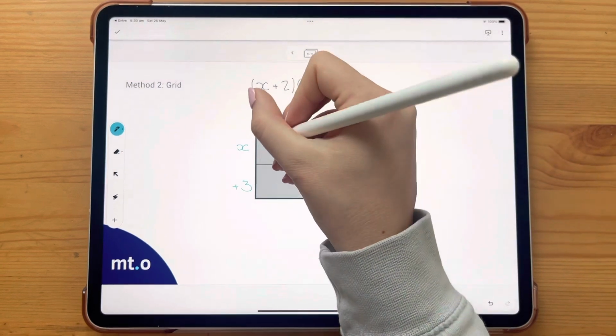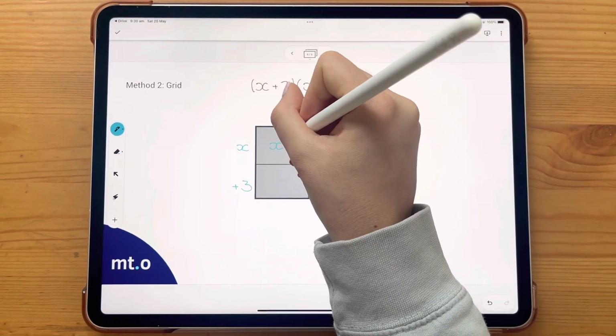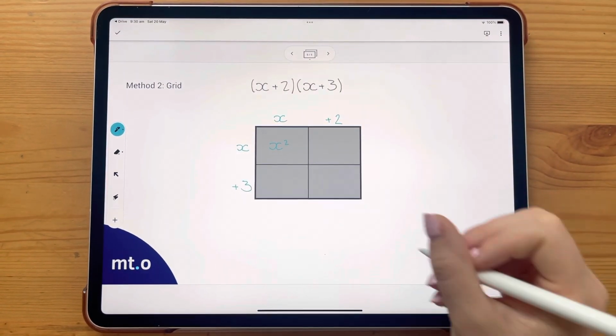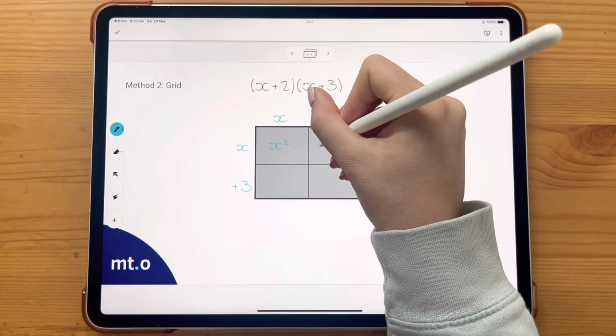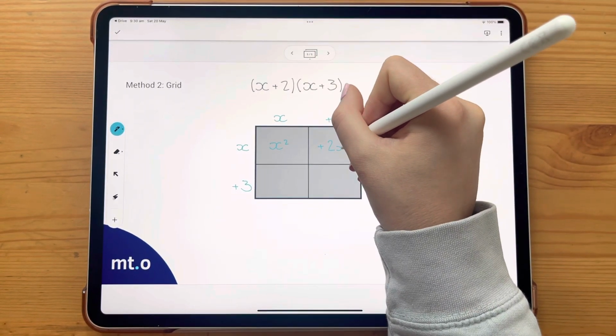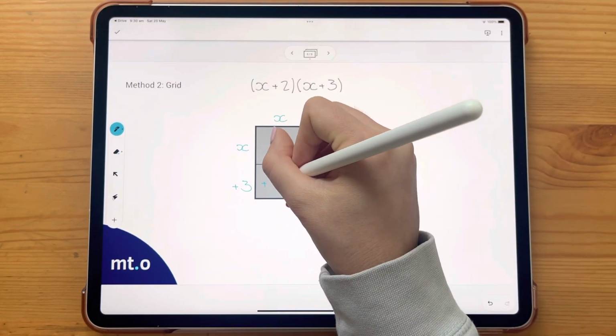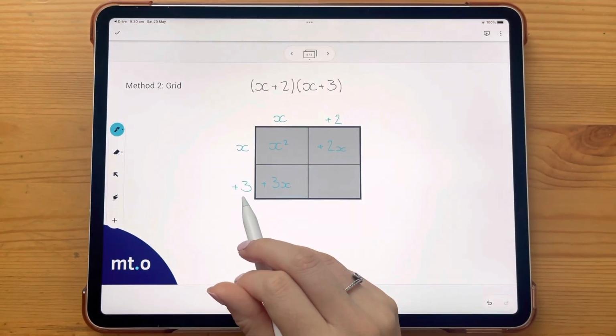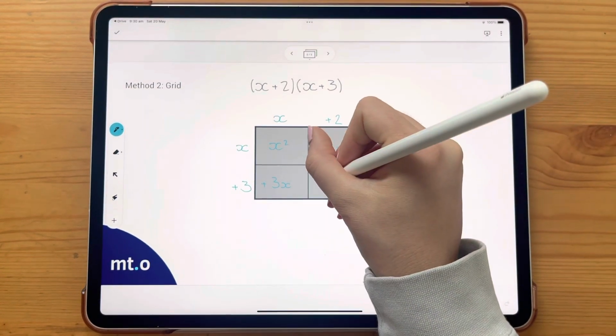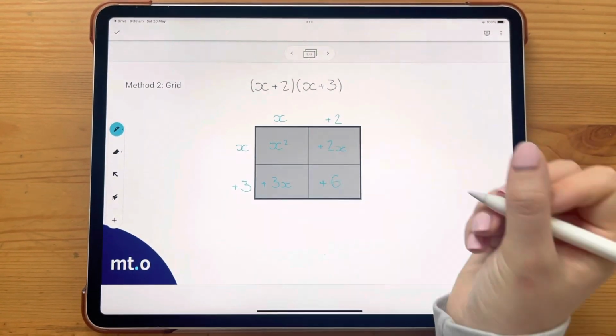Now, in each box of the grid, we need to multiply the terms. So in the first box, we've got x times x, which gives us x squared. In the second box, we've got x multiplied by plus 2, so we've got plus 2x. Then we've got x times plus 3, which gives us plus 3x. And finally, we've got plus 3 times plus 2, which gives us plus 6.